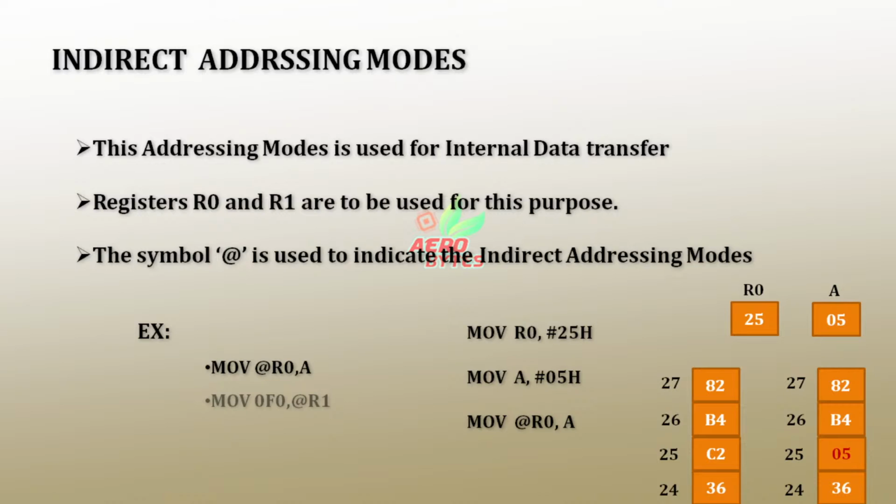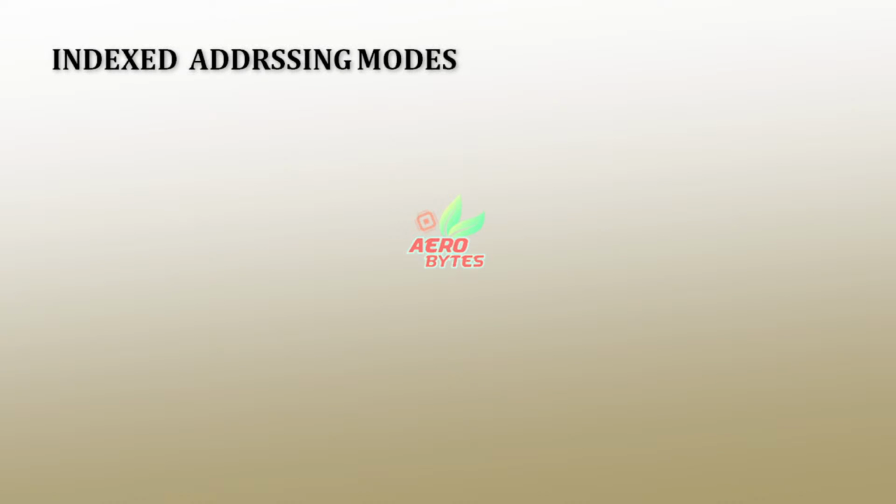Then another example, move F0 comma @R1. What is the value of F0? F0 is a RAM address of B register. Then next one, indexing, indexed addressing.